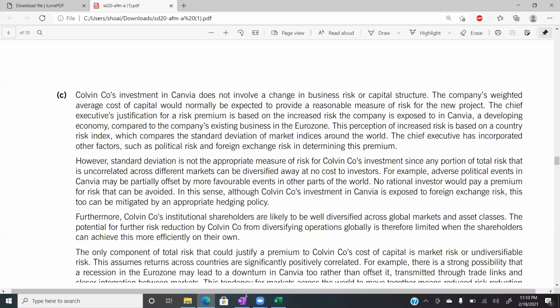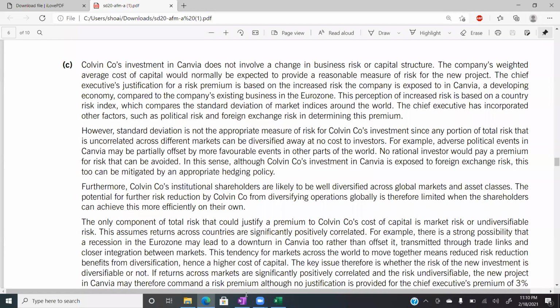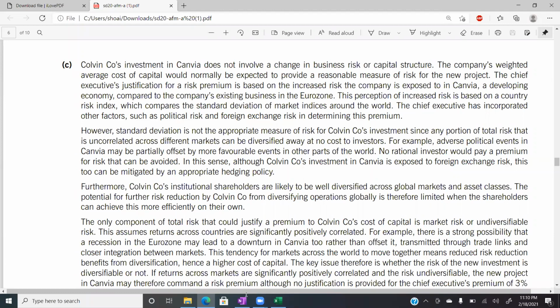Okay. Further, Canvia Company's institutional shareholders are likely to be well diversified. The main owners are institutional shareholders, and institutional shareholders have already diversified their risk away. So that's why there should be no risk premium for the additional risk.